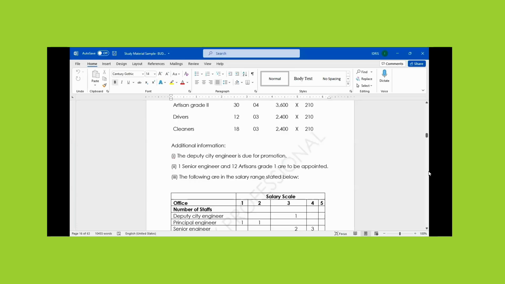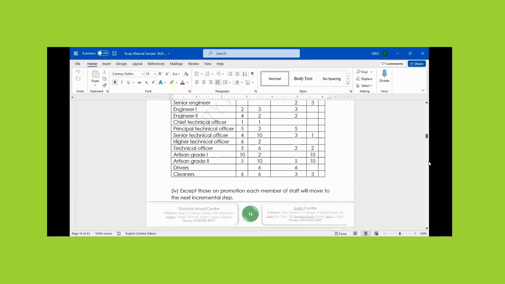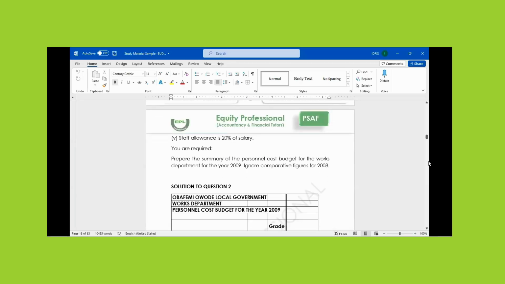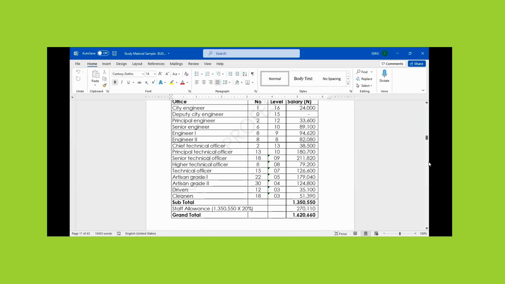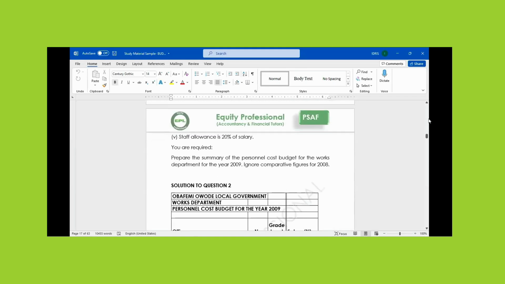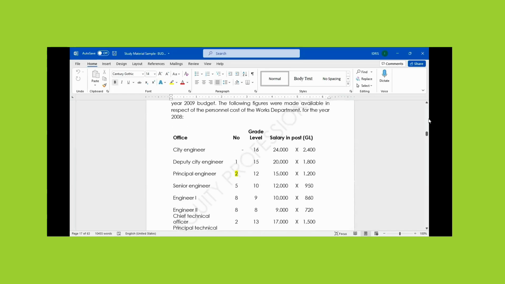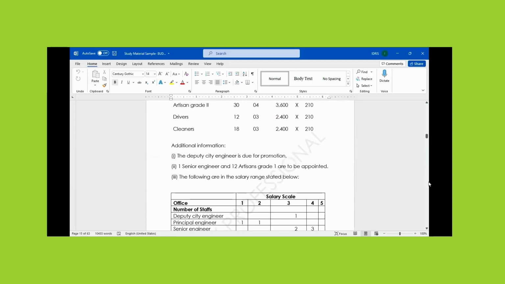So now let's go and solve the one for city engineer. The deputy city engineer was just promoted to city engineer. How do we get his own? The basic salary for city engineer is 24,000. What is the incremental salary? Let's go and solve.